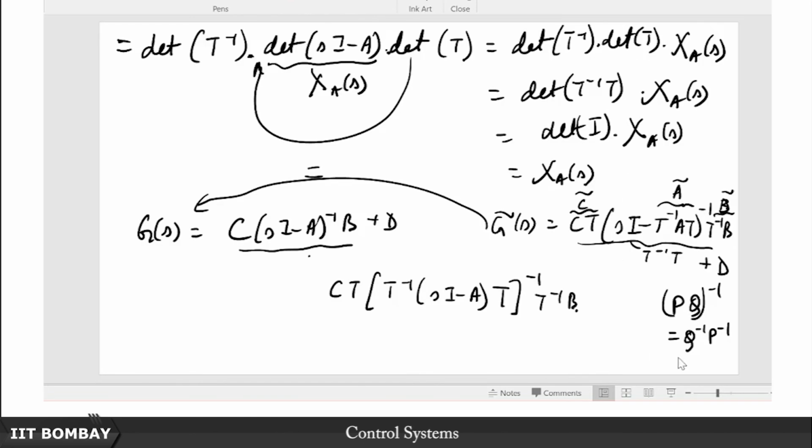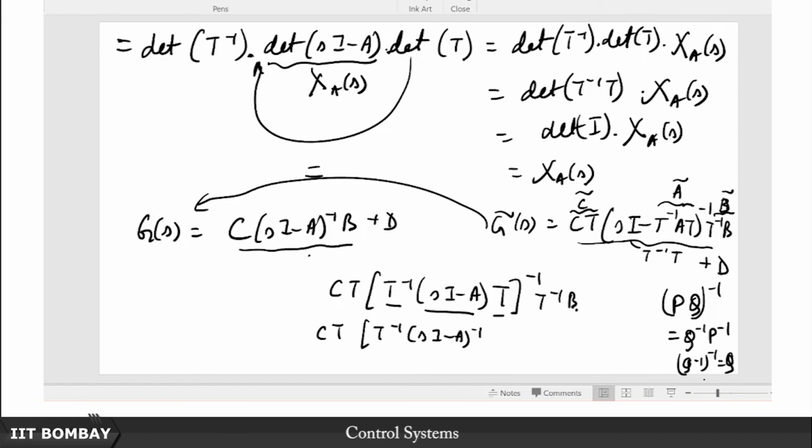So now using the same concept here, we will take the inverse of this product. So this is one matrix, this is another matrix, this is another matrix. So we first take the inverse of this, so we get C tilde, then we get T inverse, then we get sI minus A whole inverse, and then we get inverse of T inverse. So double inverse, so of course Q inverse inverse is going to be Q itself, by definition. So therefore we get again this T back here, inverse of T inverse is T back, so then we have T inverse B.